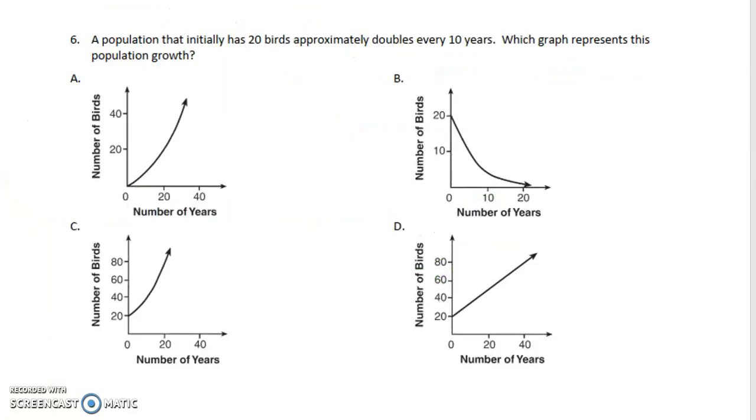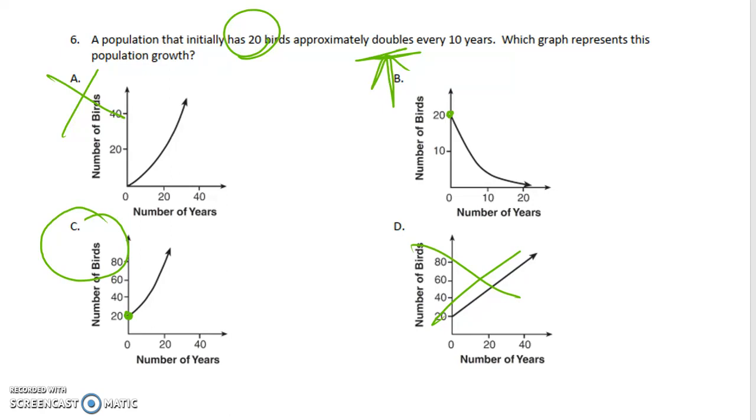Alrighty guys, last one for this standard. A population that initially has 20 birds approximately doubles every 10 years. Which graph shows the population growth? Keyword here, they said doubles every 10 years, which means this is not linear. The other hint they gave you is that we had initially 20 birds. So it can't be A, because initially 20 birds would be here and here. Well, if we're talking about doubles, that's an increase. So your correct answer choice would be C.